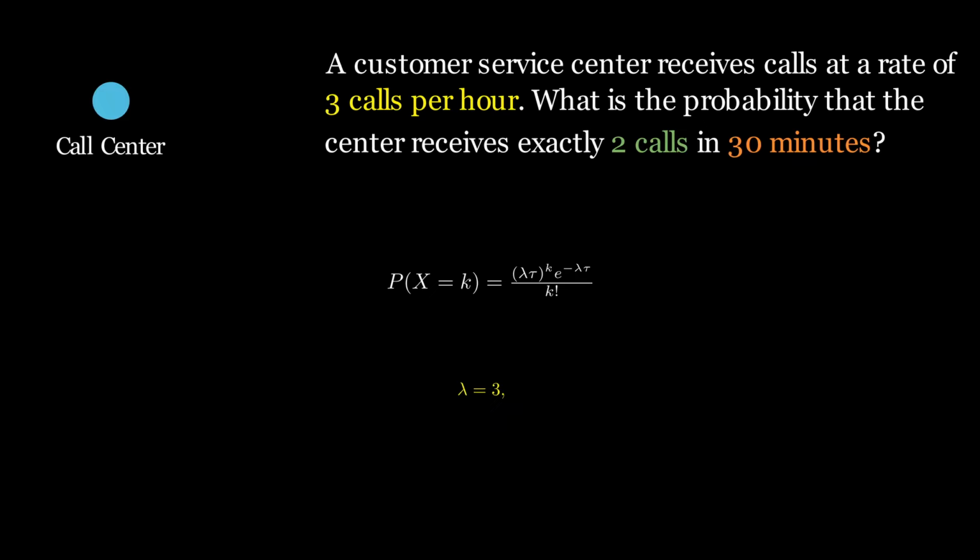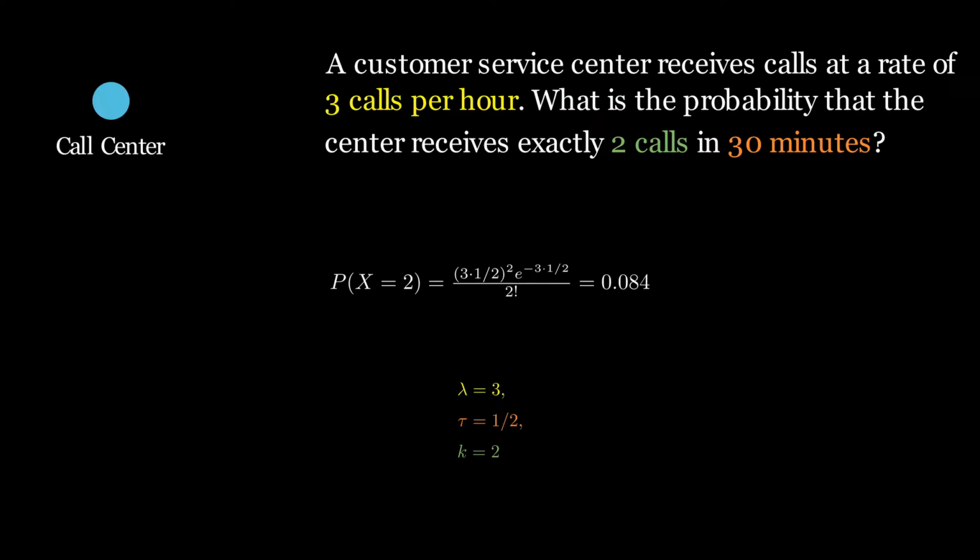We need to convert this to be the same units as the arrival rate, so tau equals 0.5. Next, we're interested in the probability of receiving exactly 2 calls, so k equals 2. If we sub these values into the equation, we can easily compute the probability of there being exactly 2 calls in 30 minutes, which ends up being 8.4%.